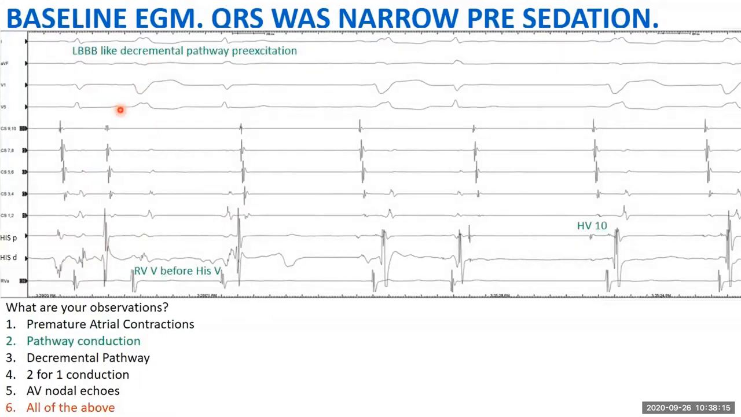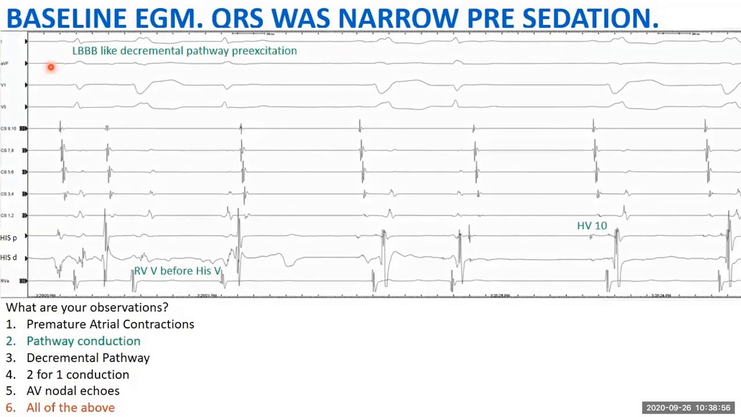The QRS following the second PAC has a broad QRS morphology with a delta wave. It's similar to the 4th, 5th, and 6th QRS, which are preceded by sinus beats. There's a very short HV interval, and the ventricular EGM on the RV catheter precedes that on the His catheter. This is suggestive of pre-excitation. Also, the patient's baseline QRS was narrow prior to sedation, but post-sedation, pre-excitation becomes manifest, from increased vagal tone and decreased AV nodal conduction velocity.